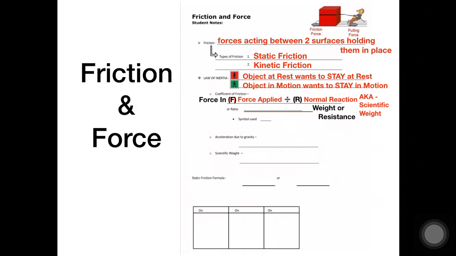That's a lot of words. So if you notice here it says or ratio. Let's simplify this just a little bit. Force applied, F, divided by normal reaction, R. F over R. A little bit easier to remember, and if you compare this to the mechanical advantage formula, it's actually just the flip of it. Mechanical advantage is R over F. The coefficient of friction is F divided by R.